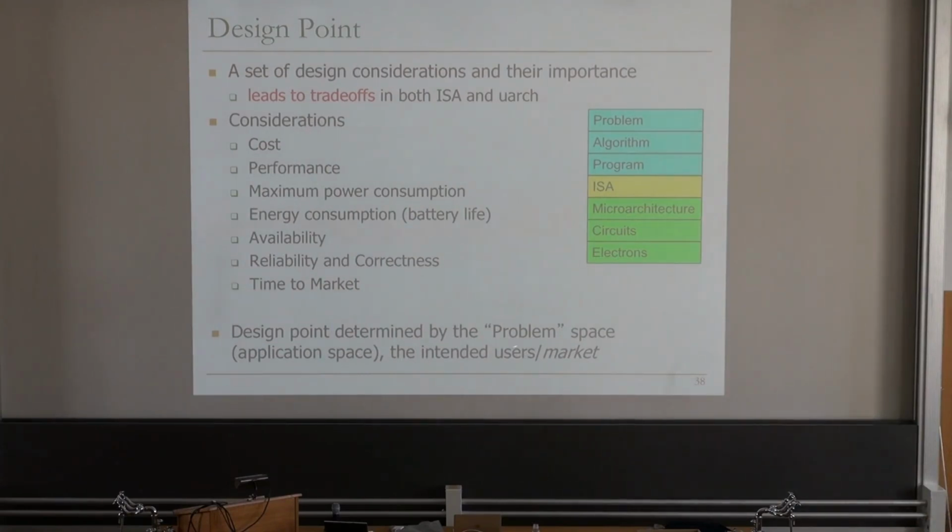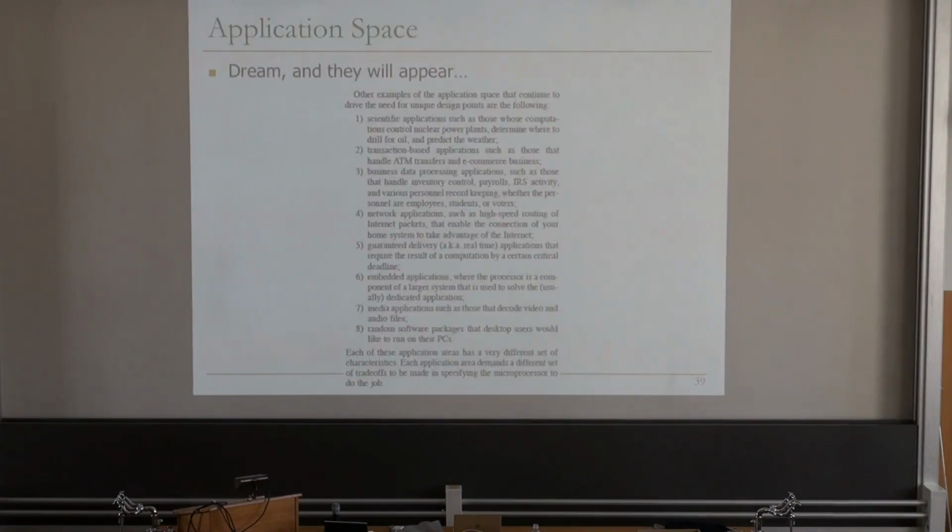And the design point is determined by the problem space or the application space, the intended users in the market, and hopefully that's obvious, right? It depends on what you're going to do with a particular computer. If it's a device that's collecting data sitting in a camera somewhere, it has very different design constraints than a device that looks like this, which has very different design constraints than a supercomputer that's doing climate modeling and wants to do it extremely fast. So this is the application space.